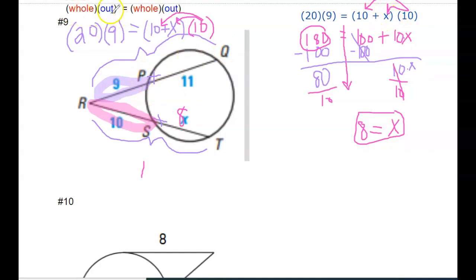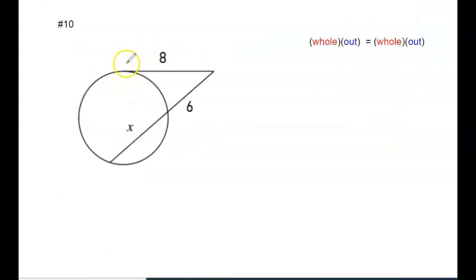The whole thing times whatever's sticking out has to equal the whole thing times the length of the piece that's outside the circle. Perfect. Good job. We'll do the next ones on your own. Please let me know if you don't understand this. I can help you.